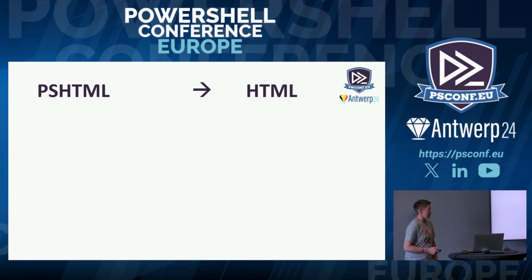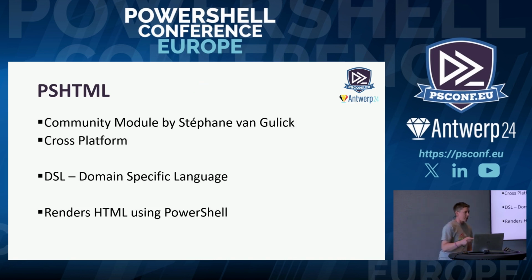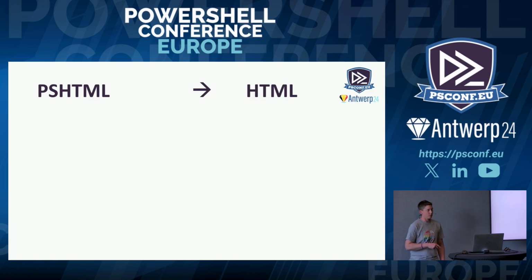So some quick examples of how this works. Oh, I missed the bottom bit. It renders HTML as PowerShell, using PowerShell. That's the important part, right? Basically, we're going to write PowerShell with our PSHTML module, and it's going to render it as HTML that will display as beautiful reports, web apps, whatever.